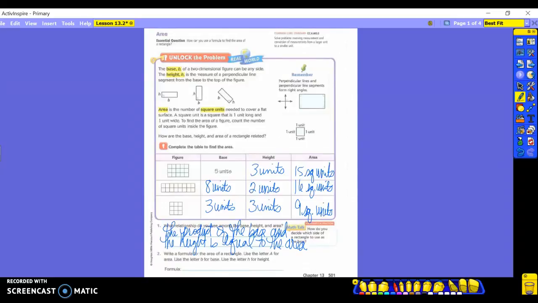Product is the answer to a multiplication problem. So when Aiden told you we multiply it, this is just another way of saying it. The product of the base and the height is equal to the area. Which is exactly what we did to come up with our area instead of counting every little bitty box. Right?